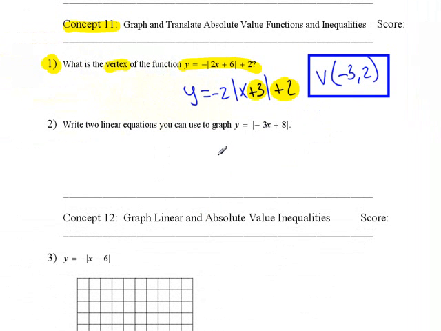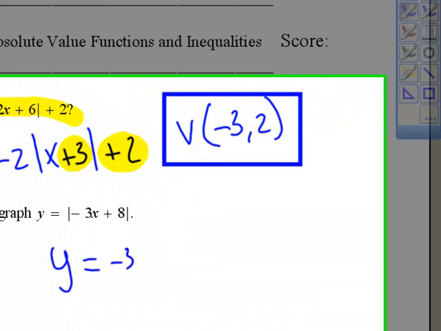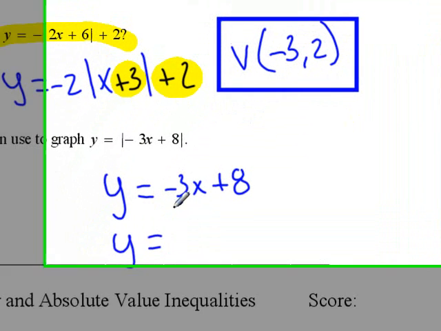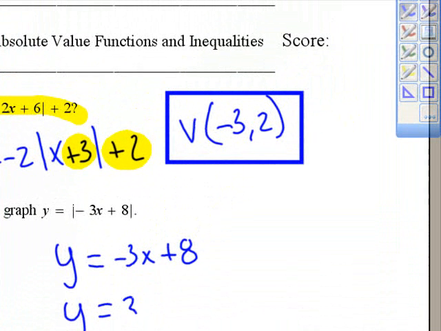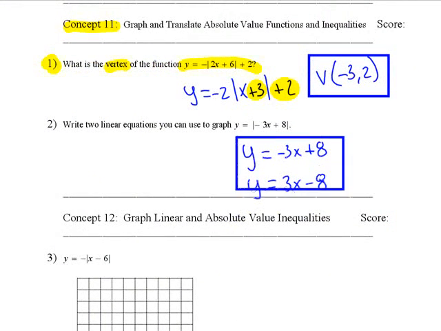Okay, this next problem asks me to write two linear equations I could use to graph the given absolute value here. Well, one of them is just drop the absolute values. So y equals negative 3x plus 8. And the other one is change all the signs on this right side. So instead of a negative 3x, I have a positive 3x. Instead of a positive 8, I have a negative 8. So there's my two equations I could use to help me graph that absolute value.